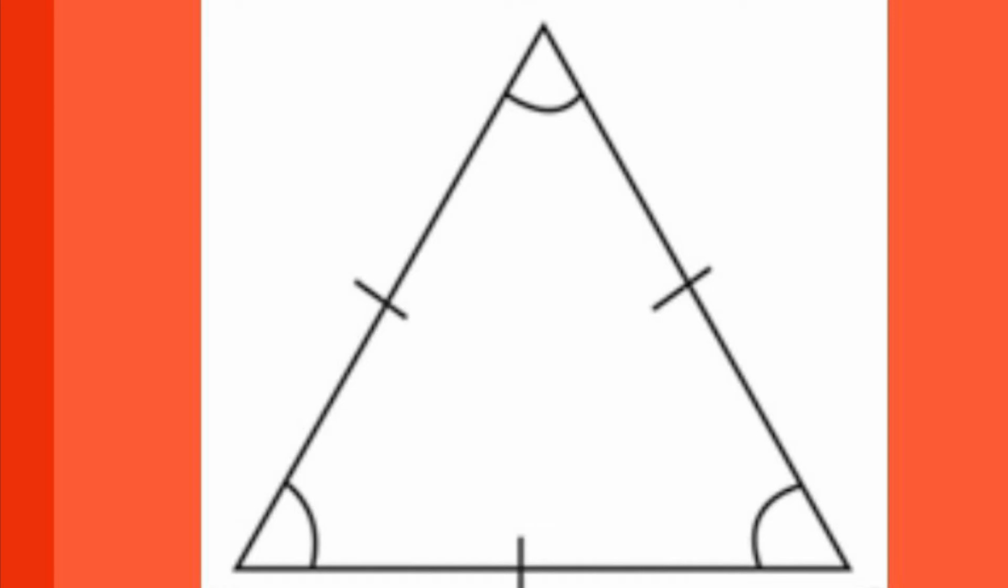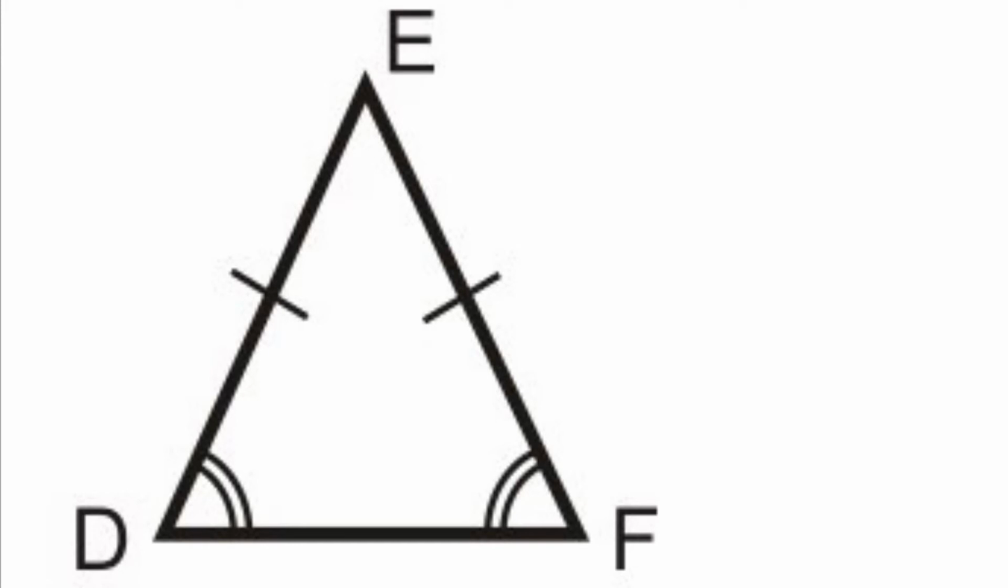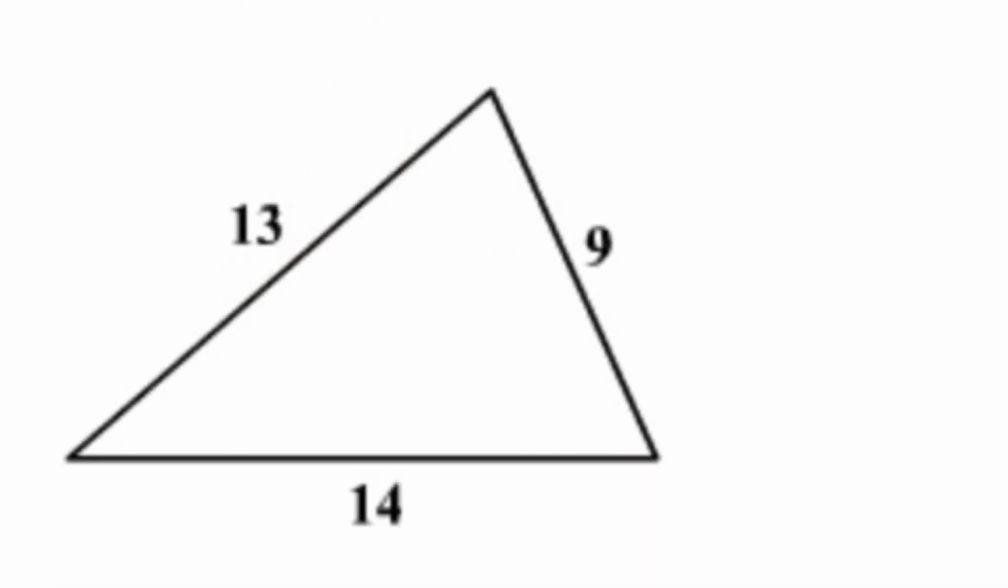The next type of triangle is an isosceles triangle. This is what an isosceles triangle looks like. It's a triangle where only 2 of the sides are the same and 2 of the angles are the same. So if you have a triangle where 2 sides are the same, it's called an isosceles triangle. And the last type of triangle we're going to think about today is a scalene triangle. A scalene triangle is where all the sides are different. So right here we have a triangle where one side is 13, one side is 9, and one side is 14. None of those sides are the same, so it is scalene.